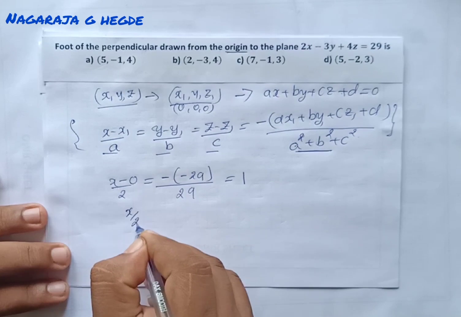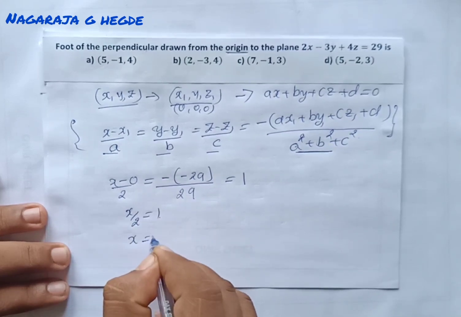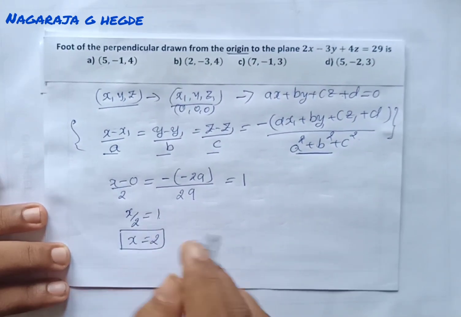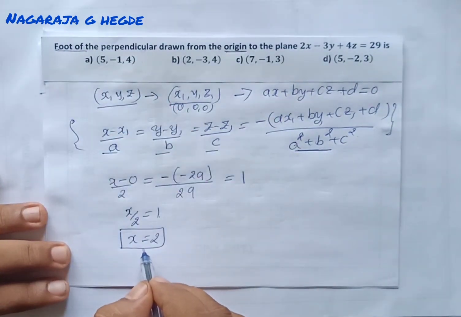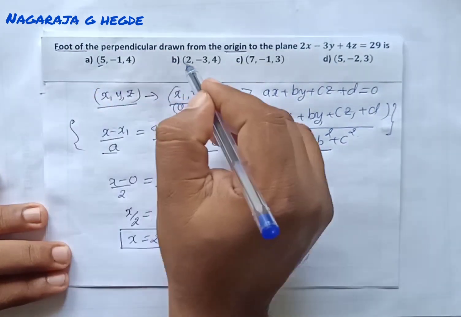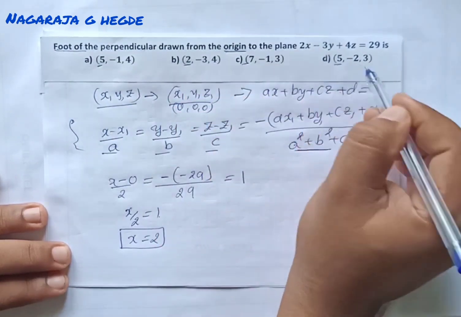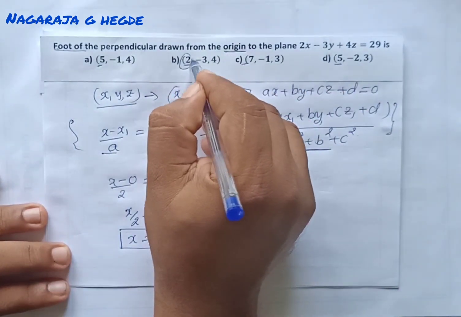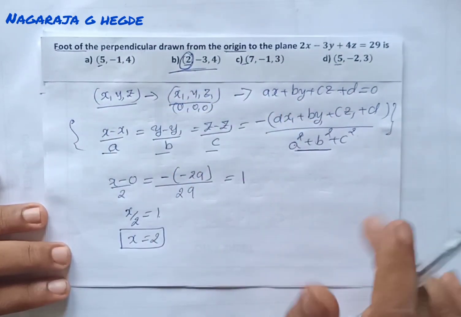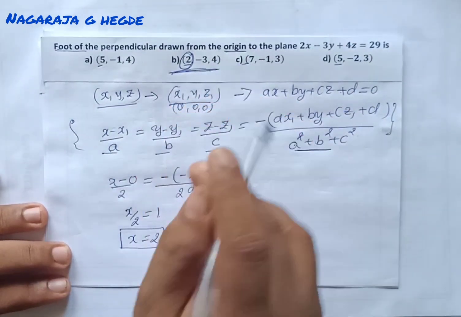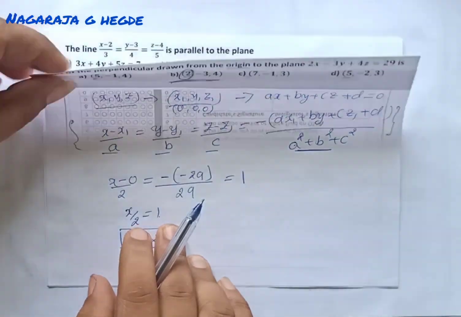So x by 2 equal to 1. The x coordinate is 2. So in the foot of the perpendicular, the x coordinate we are getting is 2. Just observe the x coordinate in each option. Only one option has x coordinate 2. So without going for the other values, directly we can say that option B is the answer.